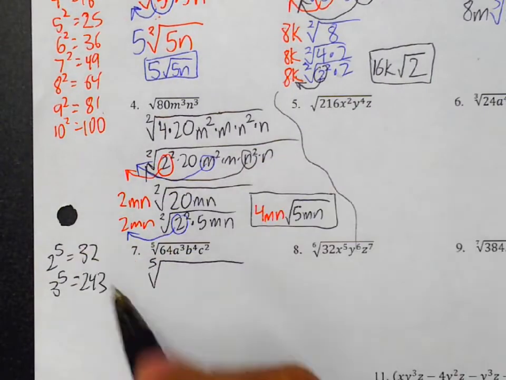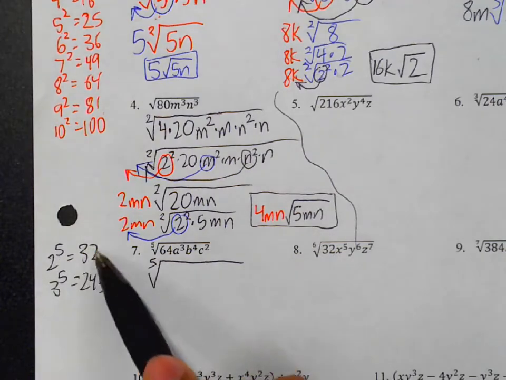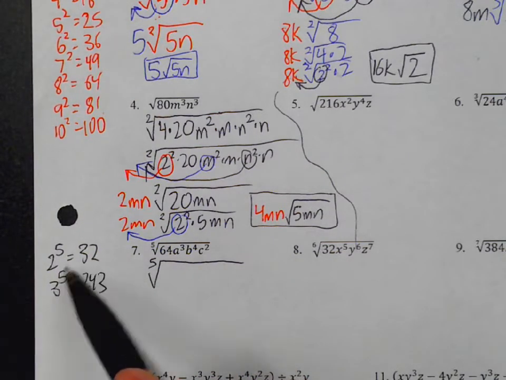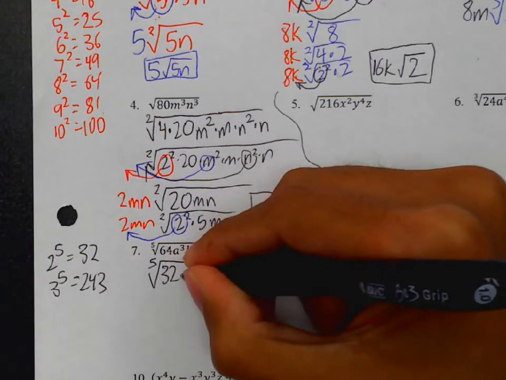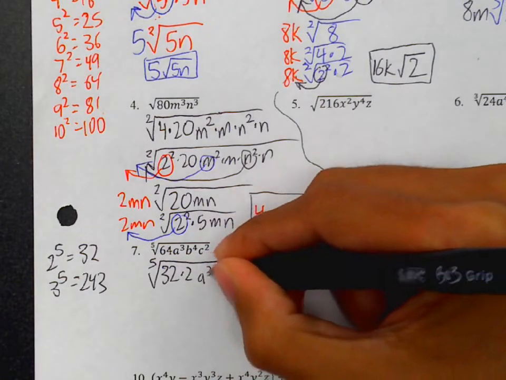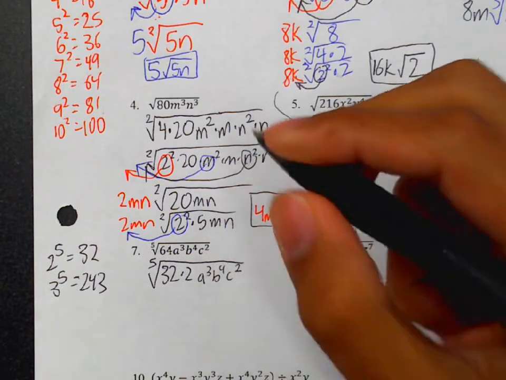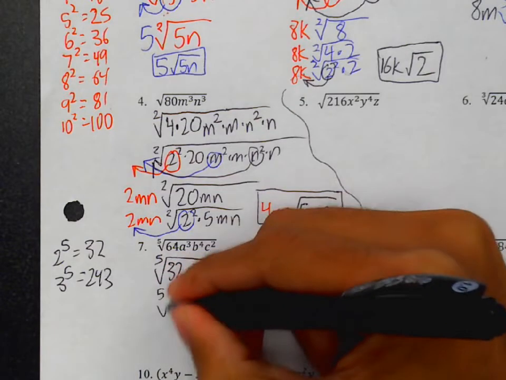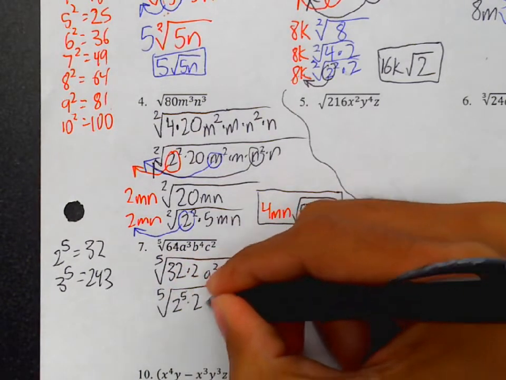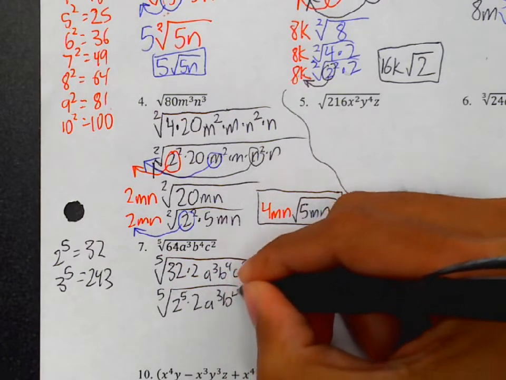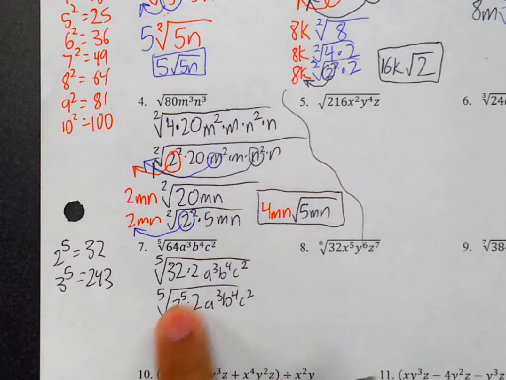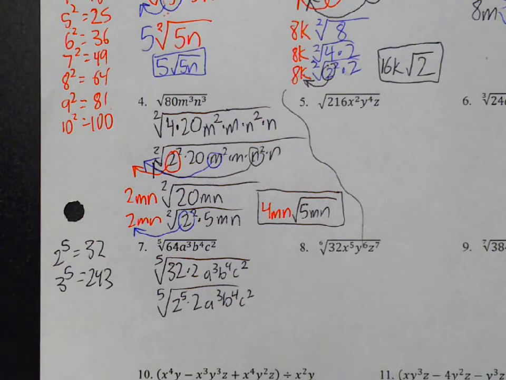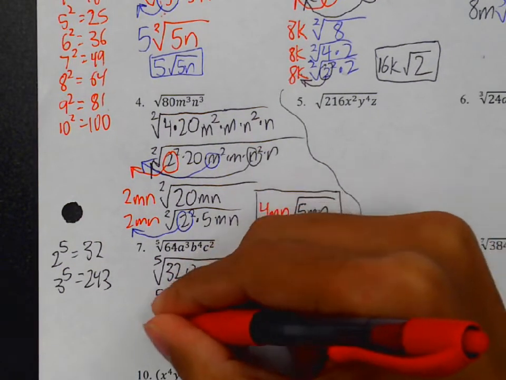Okay, so in this case, 64 can be 32 times 2. And then we have the a cubed b to the 4th c squared. Okay, so 32 we know is 2 to the 5th power. And because the 2 has an exponent of 5 matching the index, I can take this outside.